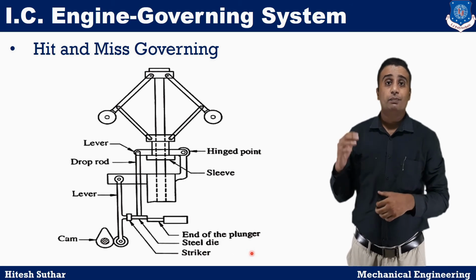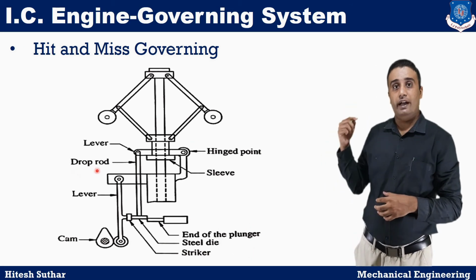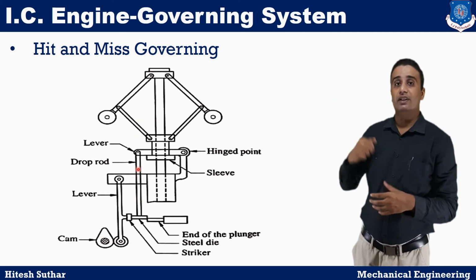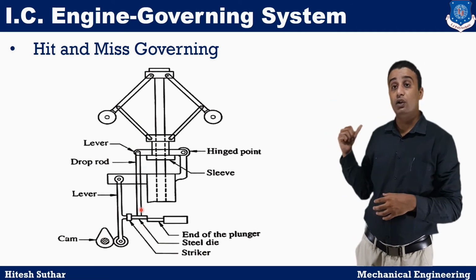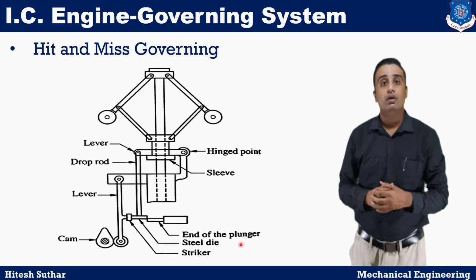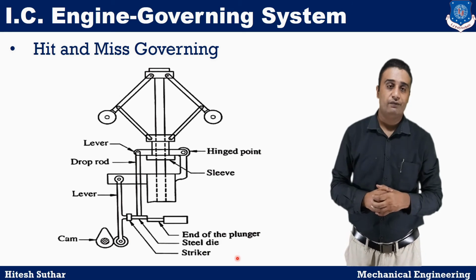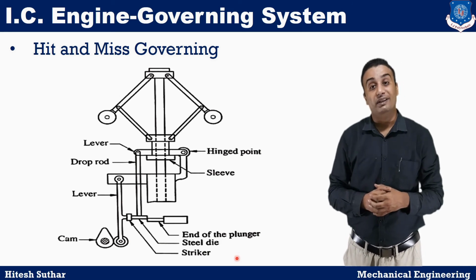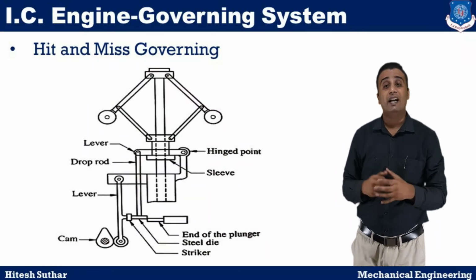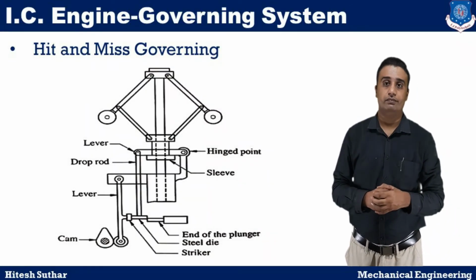But when the speed increases, the drop rod and the steel die move in an upward direction. Due to the upward movement of the sleeve, the striker will not strike the plunger through the steel die, and no fuel will be supplied during this cycle. This cycle is known as a missing cycle. So friends, this is the entire working of hit and miss governing system.